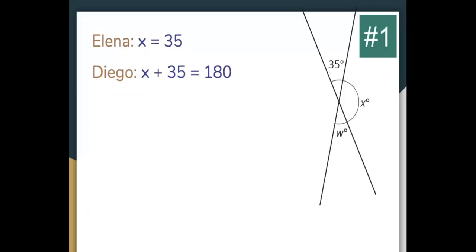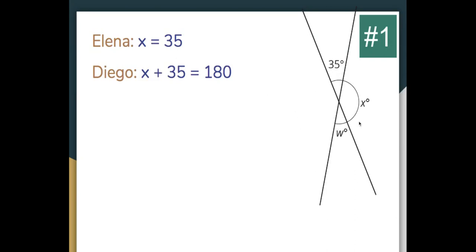Okay, so now we're going to look at 5 situations where Elena looks at the situation and Diego looks at the situation, and they try to draw conclusions from what they understand. Then, looking at each person's conclusion, we're going to decide who is correct. Elena looks at this situation on the right and concludes that X is 35 degrees, while Diego says that X plus 35 is equal to 180. Well, who is correct? Let's look at the situation.